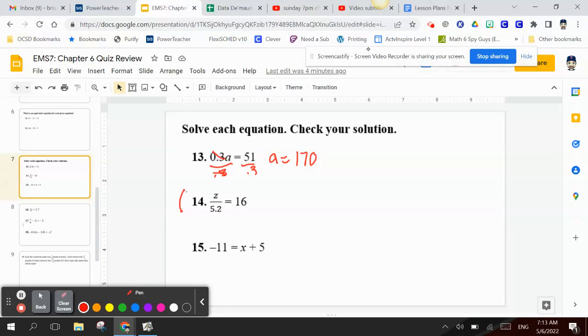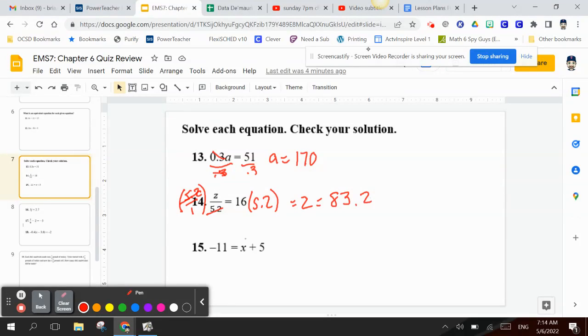Number 14, some number divided by 5 2/10 equals 16. So I want to multiply both sides by 5 2/10. So 5 2/10 and 5 2/10 have the same common factor. They cancel each other out. I'm left with z equals 16 times 5.2, which is 83 2/10.